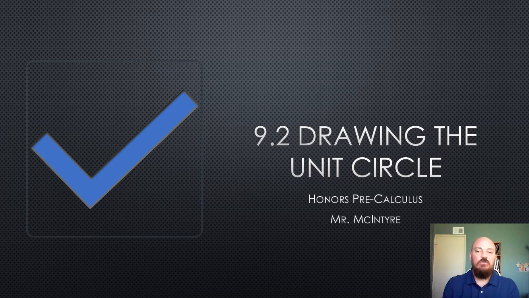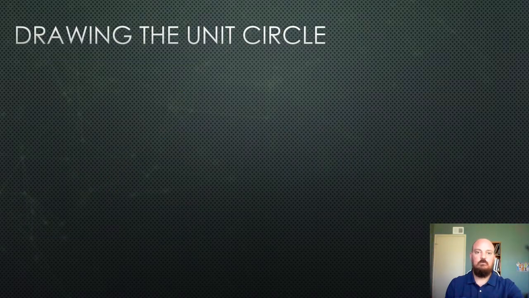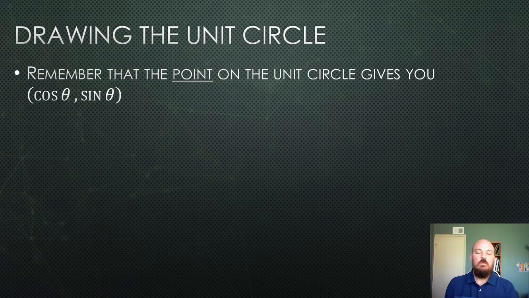Hi everyone. For this lesson I want to talk about just how to draw the unit circle. So first of all, I want you to remember that the points on the unit circle are what we're really concerned with. Those are the ones that give you values. Each point on the unit circle for the angle that it matches up with gives you first cosine, then sine for that angle. Now if you want to see why, I made a video called Deriving the Unit Circle, and you can watch that one.